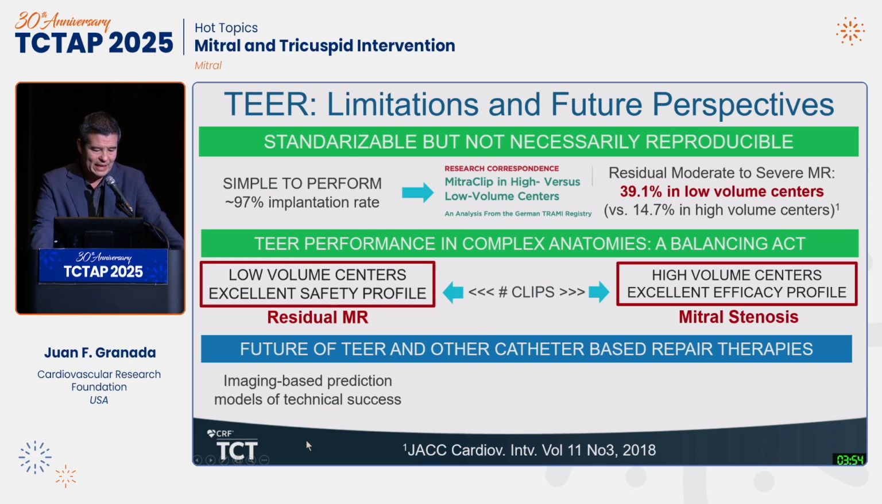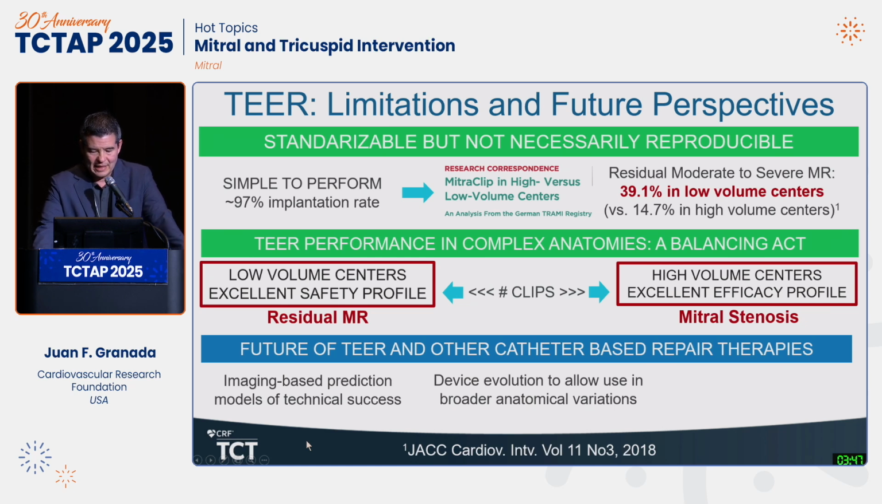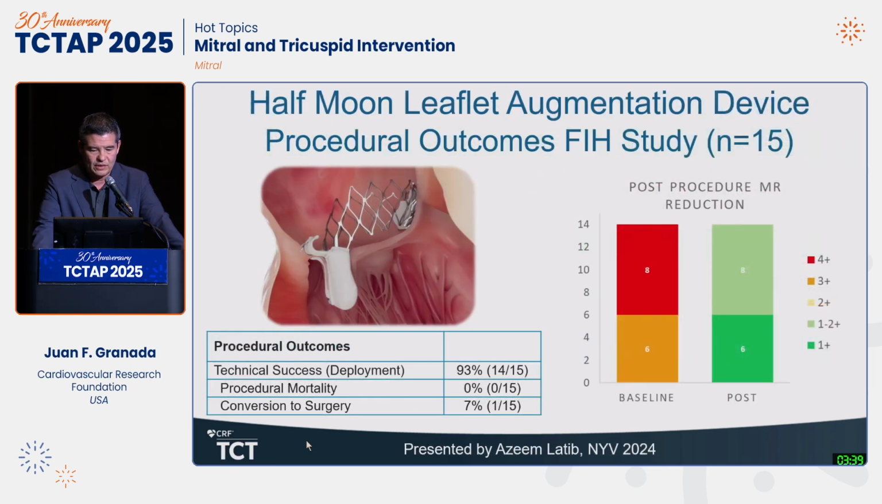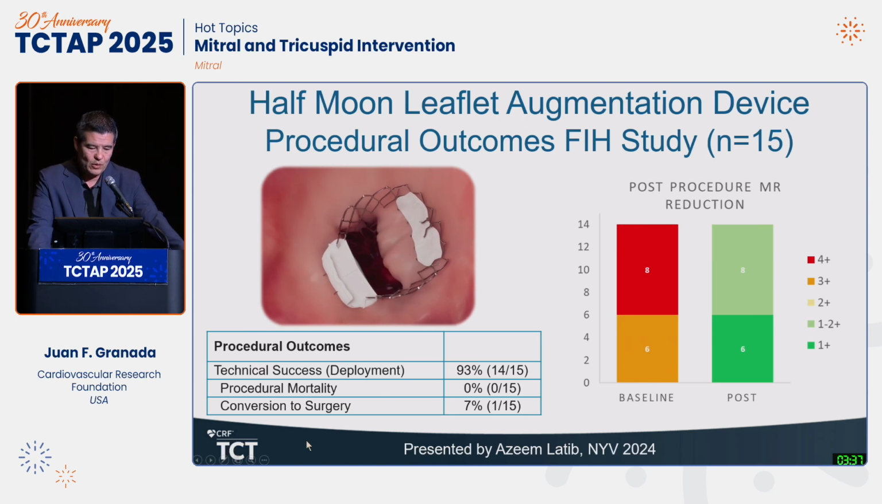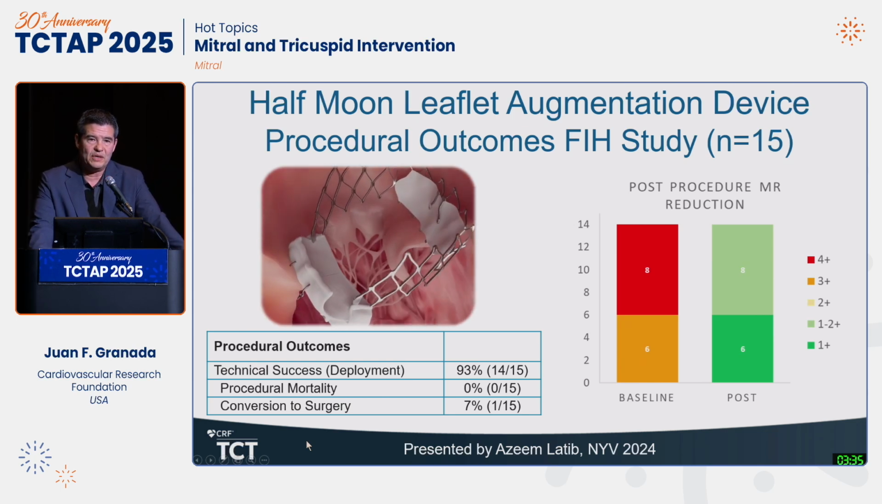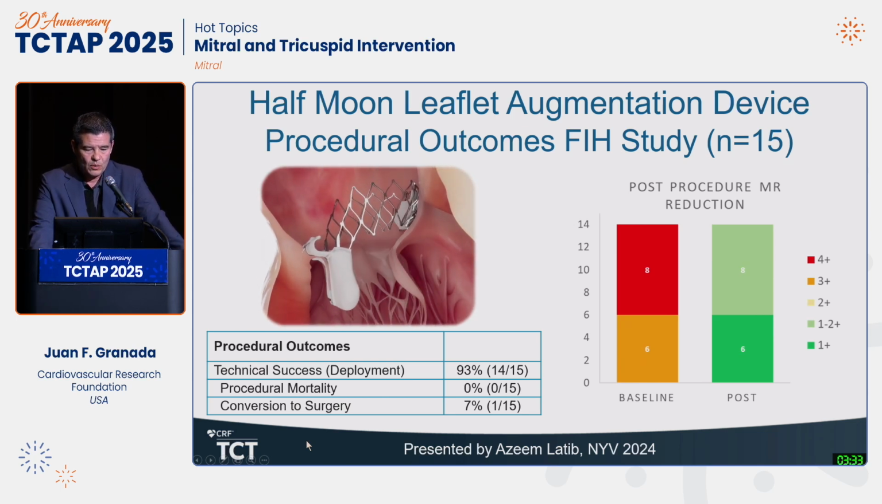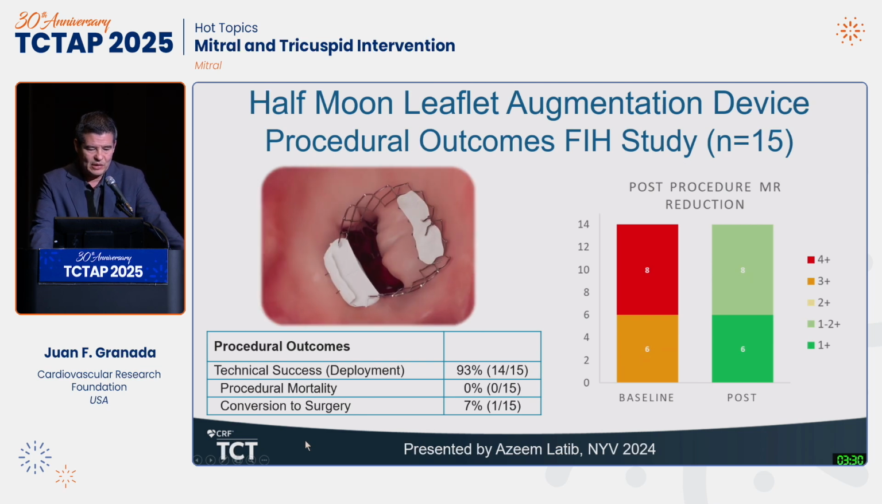Number one is that we get better imaging-based prediction models of technical success. Number two, the device evolves to allow use in broader anatomical variations and to have some level of reversibility, where the clip can be removed and other technologies can be used in the future. We also now have technologies that are trying to go in between replacement and repair, producing partial repair of the valve.